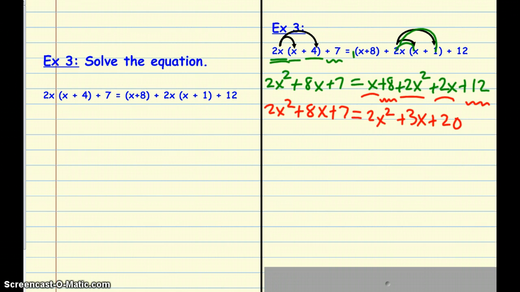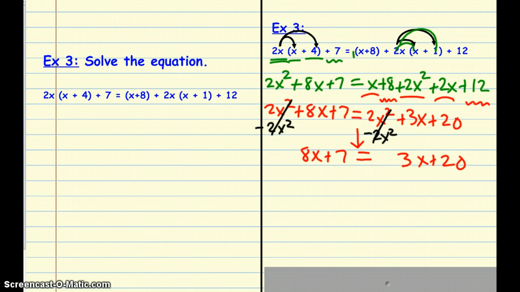So from here, my goal is to solve, which means I want to try and figure out what x equals. So I need to figure out how to get x to be all by itself on one side. So I am going to subtract 2x squared from both sides. Those 2x squareds cancel on both sides, which leaves us with 8x plus 7 equals 3x plus 20. Try and keep that equal sign going straight down vertically.